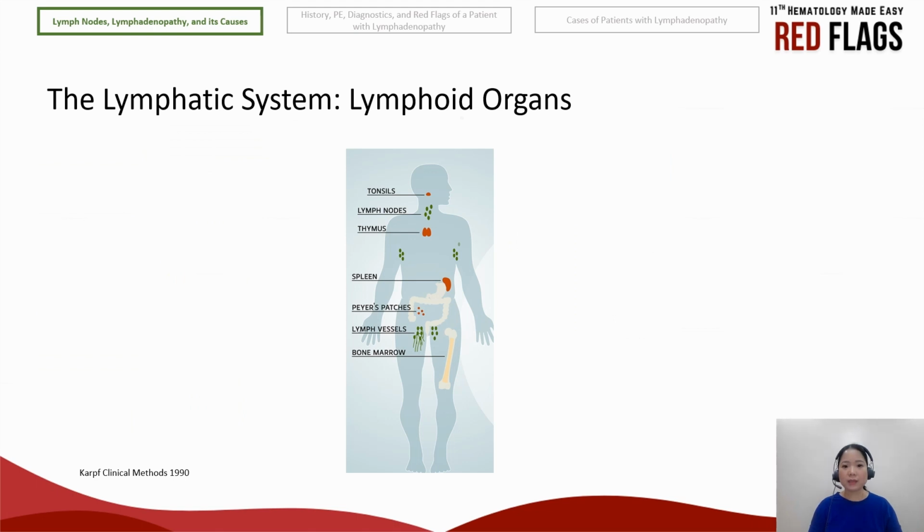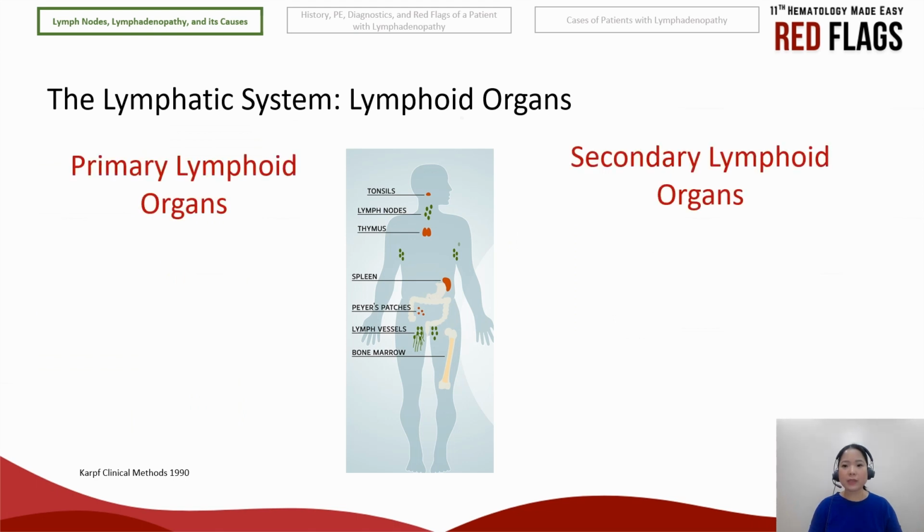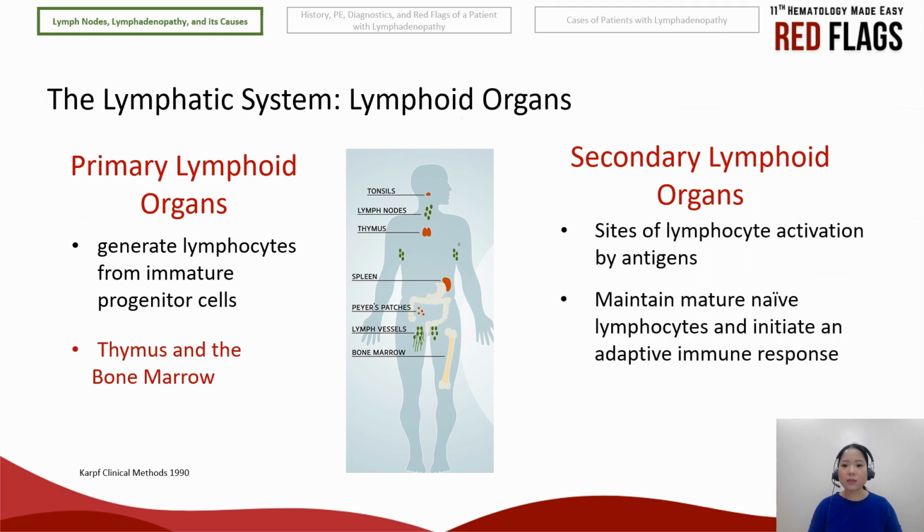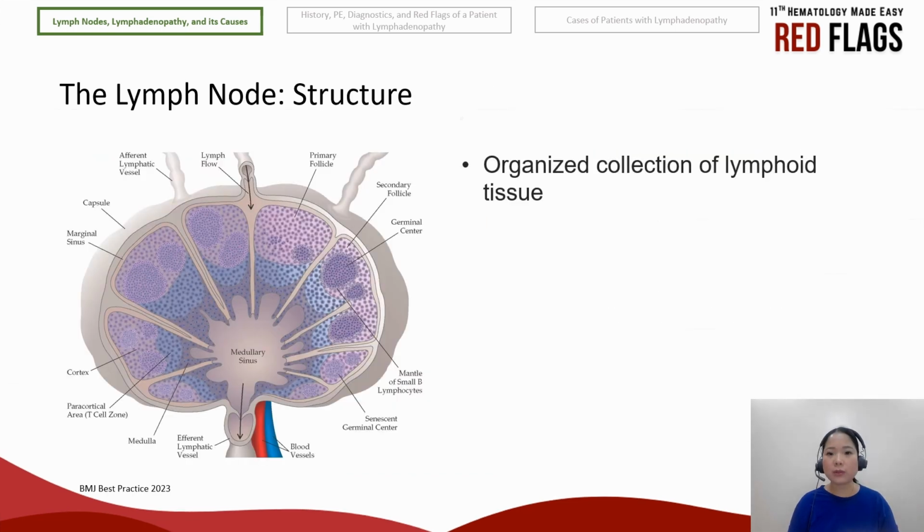Among the lymphatic system are the lymphoid organs. We have the primary and secondary lymphoid organs. Primary lymphoid organs generate lymphocytes from immature progenitor cells and are represented by the thymus and the bone marrow. Secondary lymphoid organs are sites of lymphocyte activation by antigens and maintain mature, naive lymphocytes and initiate an adaptive immune response. Our secondary lymphoid organs are the spleen and the lymph nodes, and we will focus on lymph nodes and lymphadenopathies.